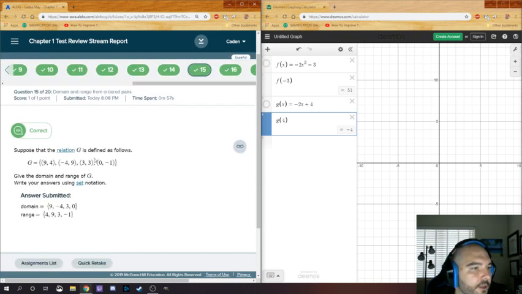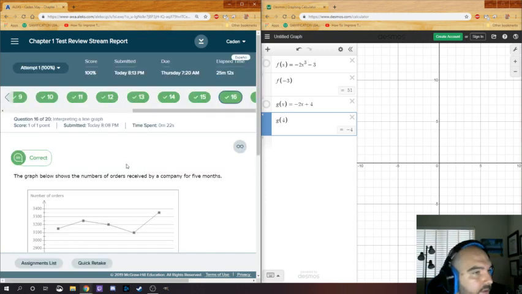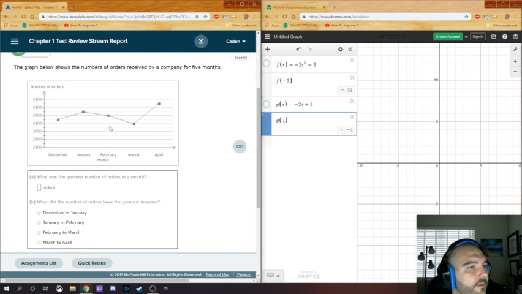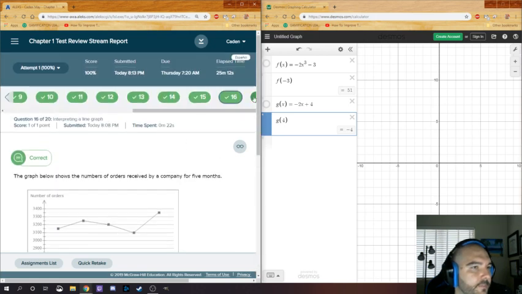Still going. Another domain and range, except instead of a graph, I was given ordered pairs, so I wrote all the x values for the domain, and I wrote all the y values for the range. I did not write them from least to greatest, and it still gave me points, so that's good news. Here I figured out what was true about the graph, so what was the greatest orders in a month, estimated the point correctly, and then the greatest increase, I'm looking for a big change right there.